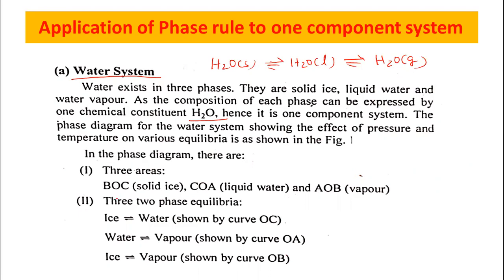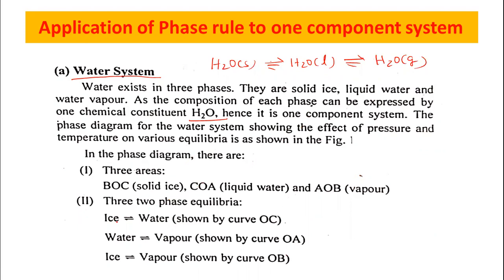So the phase diagram for the water system shows the effect of pressure and temperature. As we increase the temperature of the ice, it is converted to liquid water. As we increase the temperature of liquid water, it is converted to vapor. Now if we apply pressure onto the vapor, it is converted back to liquid water. So there is an effect of pressure and temperature on the system. The phase diagram for the water system shows the effect of pressure and temperature on various equilibria.